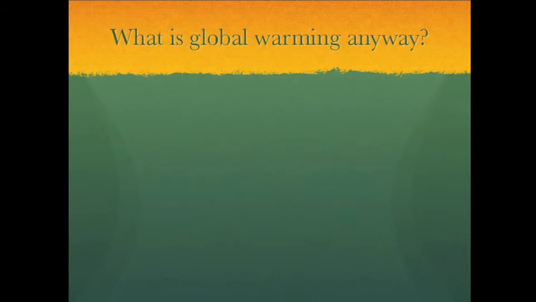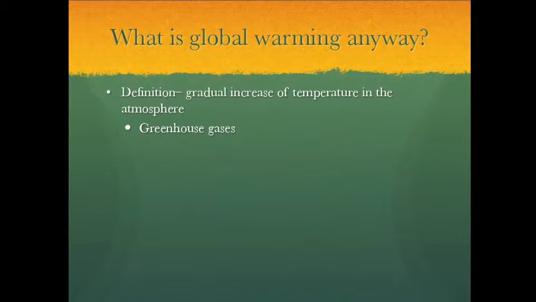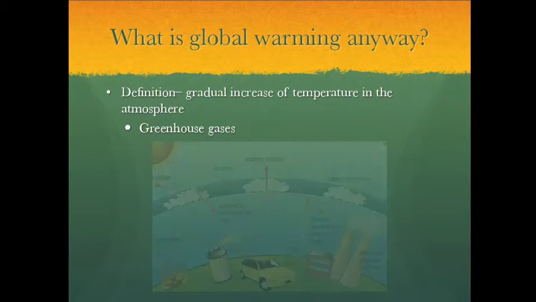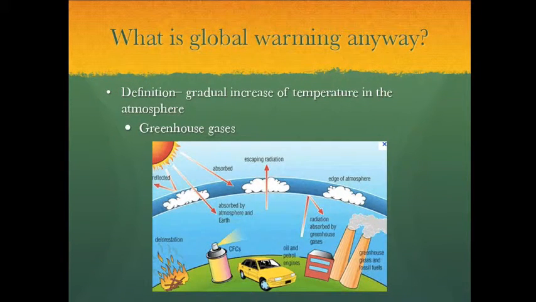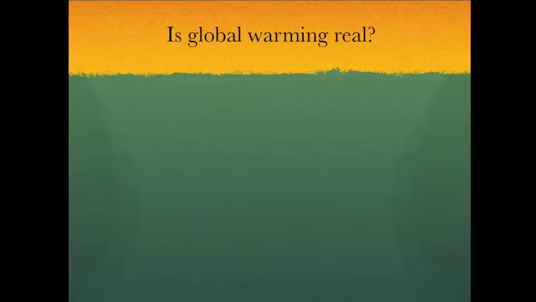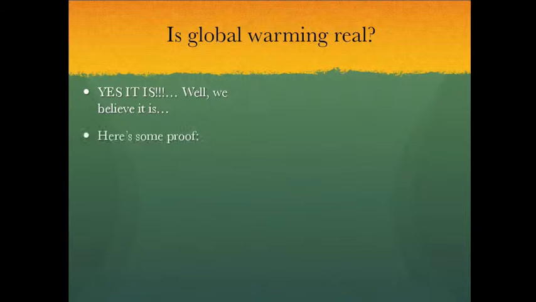Well, global warming is defined as the gradual increase in the overall temperature of the Earth's atmosphere, supposedly caused by greenhouse gases. Does it even exist? Well, we think it does. Why? Well, here's some proof.